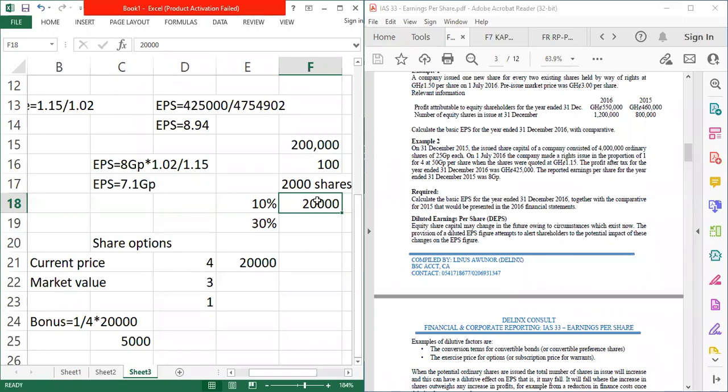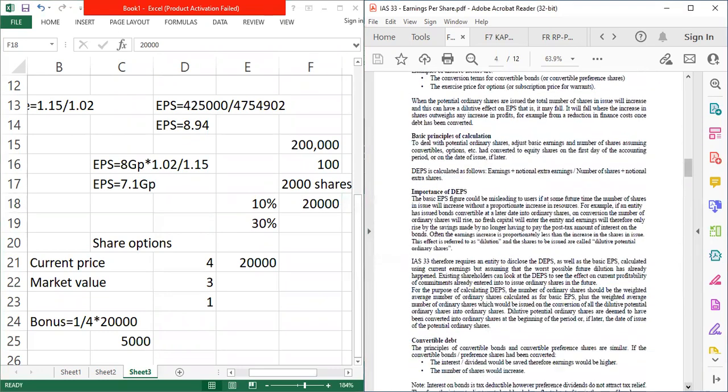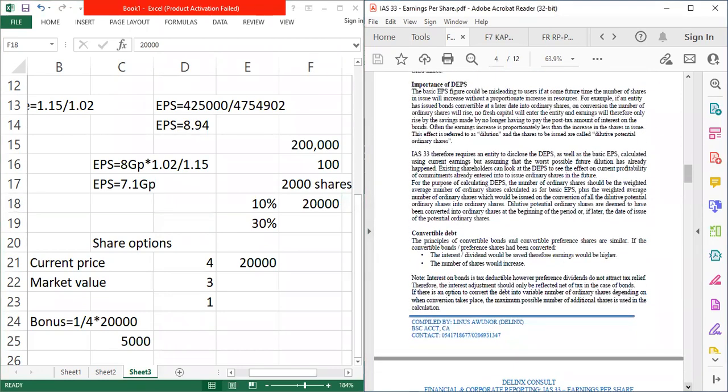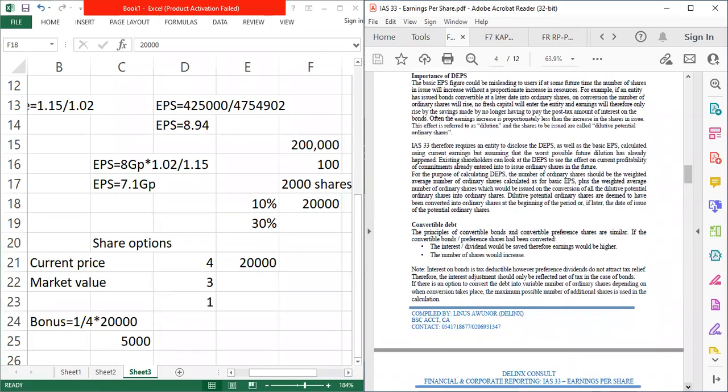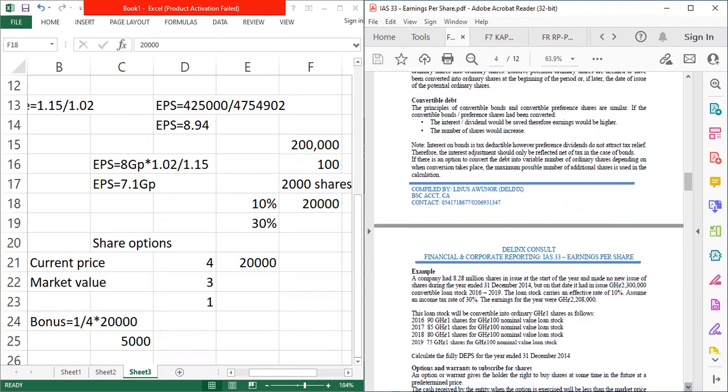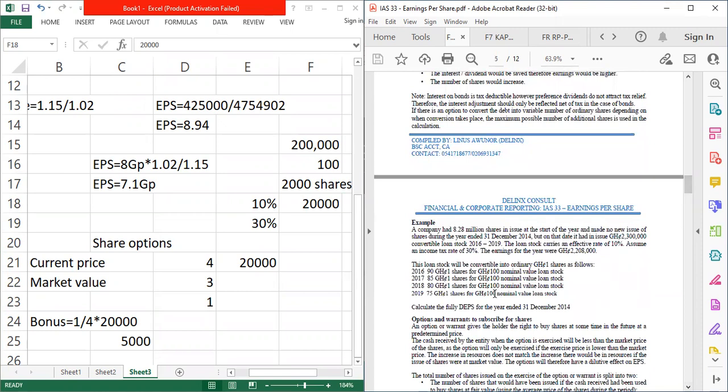So after tax savings will be added to the earnings, then the number of equity shares that they are going to convert it to will be added to the number of shares that we have. Let's look at an example, then we look at how we do that. Okay, let's look at this particular question. Example.